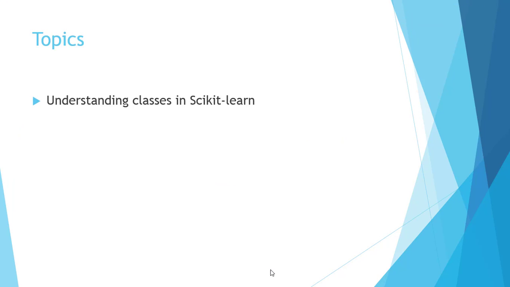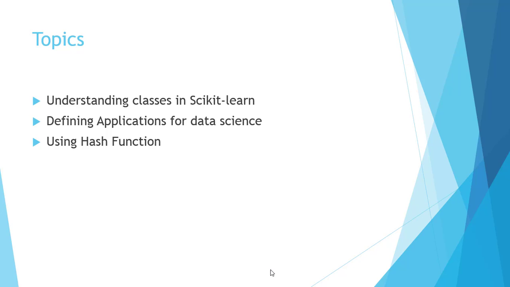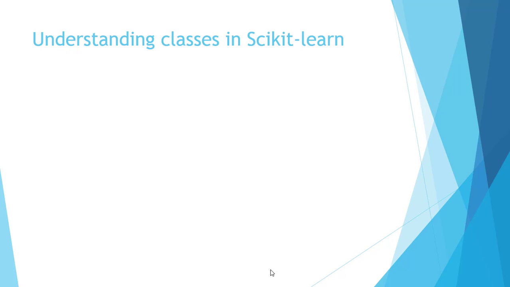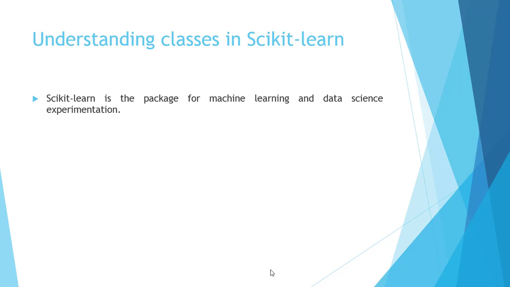So first of all, we will see understanding the classes in scikit-learn. Then we will see defining application for data science using hash function, considering the timing and performance using the preferred installer programs, that is pip and conda, then running in parallel and on multiple cores. So first of all, understanding the classes in scikit-learn.